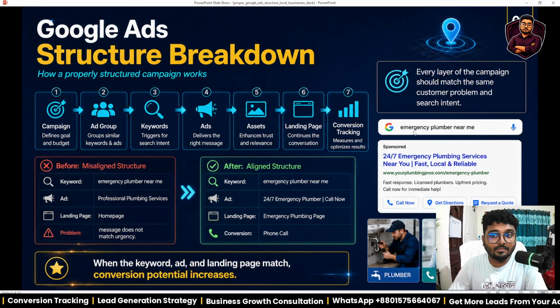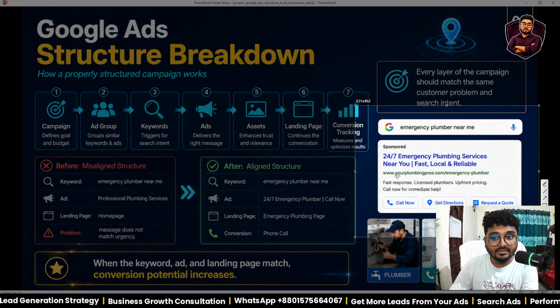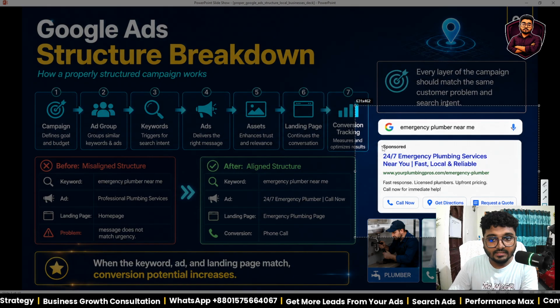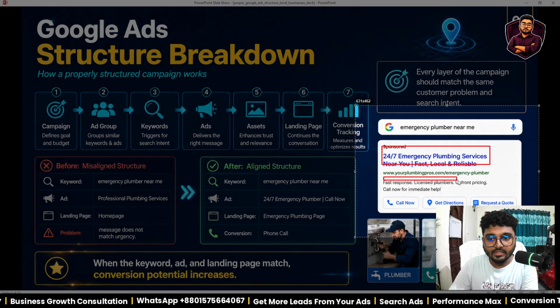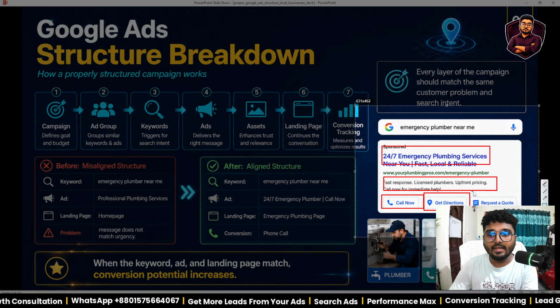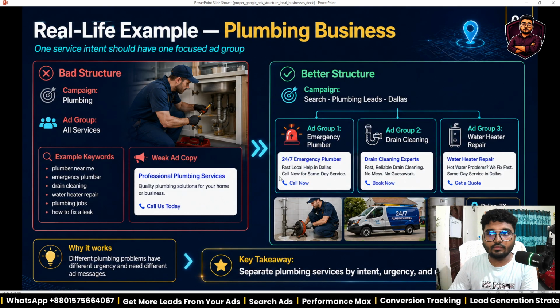When I search "emergency plumber near me," the ad will show, and I can say this easily: this is a good ad structure example. There is a first headline, there is a description, and there is a call asset, a location asset, and a promotional asset. Okay, then our fourth slide.